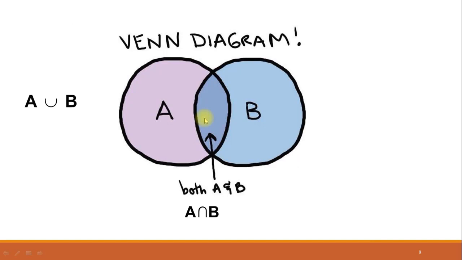Similarly, another representation for A union B and A intersection B. This circle represents set A, and this circle represents set B. This area represents A intersection B, and this area contains those elements which are common in A and B, and this area contains those elements of A which are not common in B, and this area contains those elements of B which are not common with set A, and this whole area represents A union B.